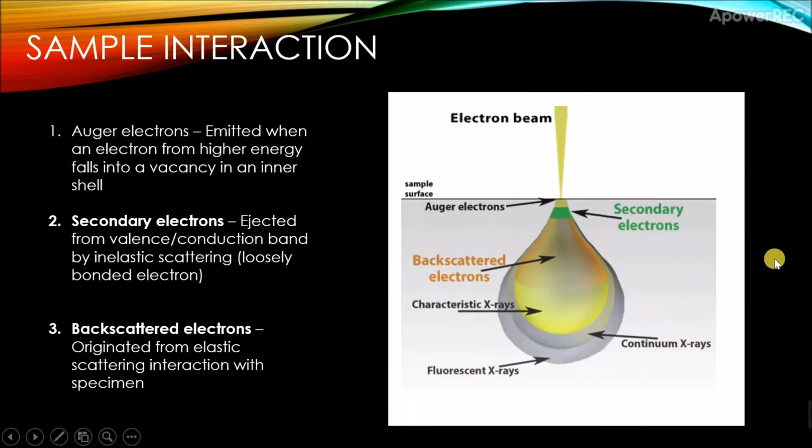This image shows where the electrons originate from in the sample. Closest to the sample surface are the Auger electrons. A little bit deeper down come the secondary electrons, and furthest from the sample surface are the backscattered electrons. We'll get into detail now on how this works.